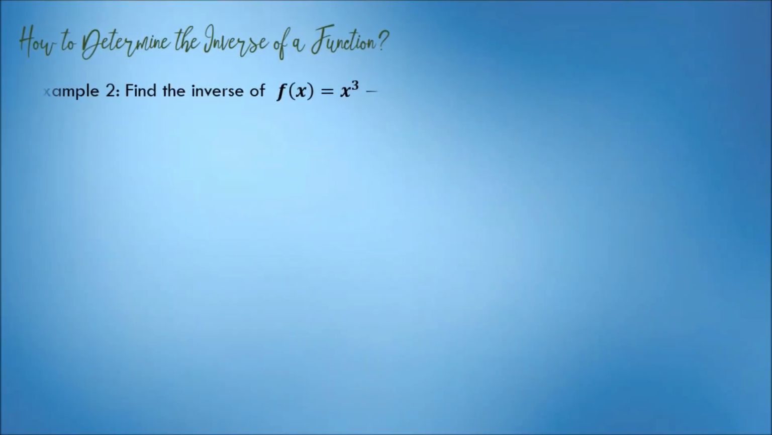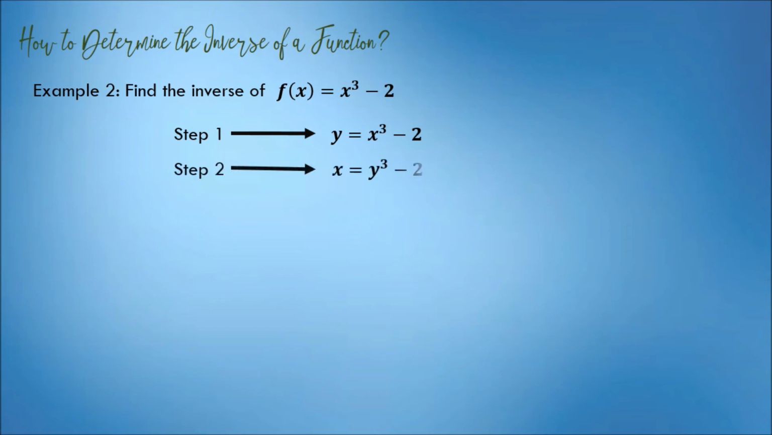Example number 2. Find the inverse of this function. F of x is equal to x cubed minus 2. Step number 1. Write the function in the form of y is equal to f of x. Replace f of x by y. This will be y is equal to x cubed minus 2. Step number 2. Interchange the x and y variables. This will be x is equal to y cubed minus 2.